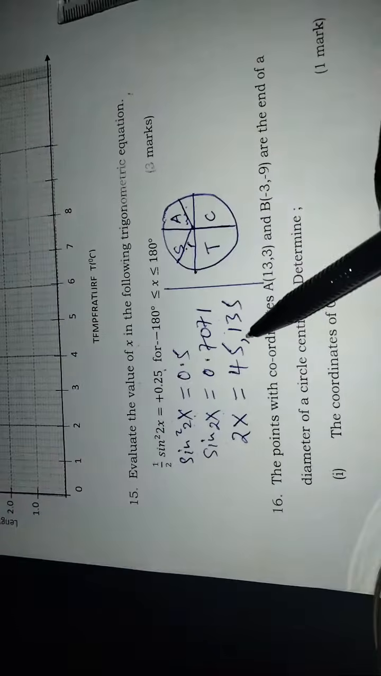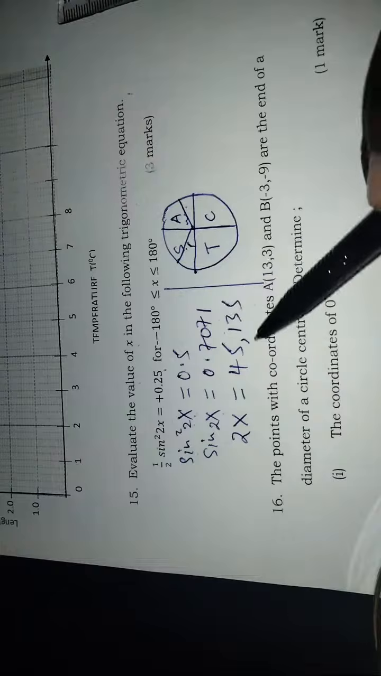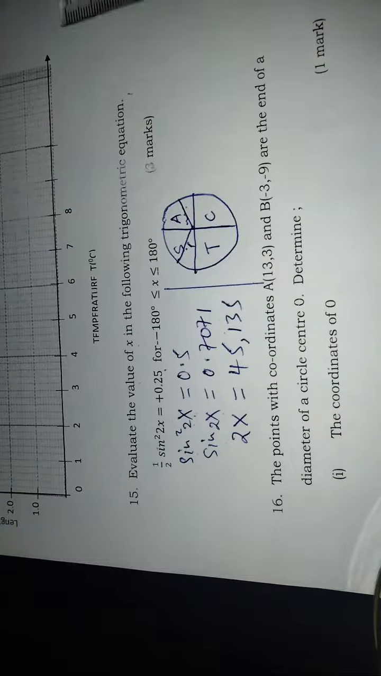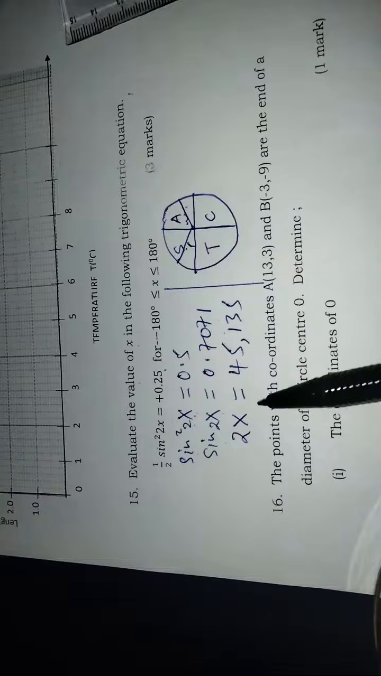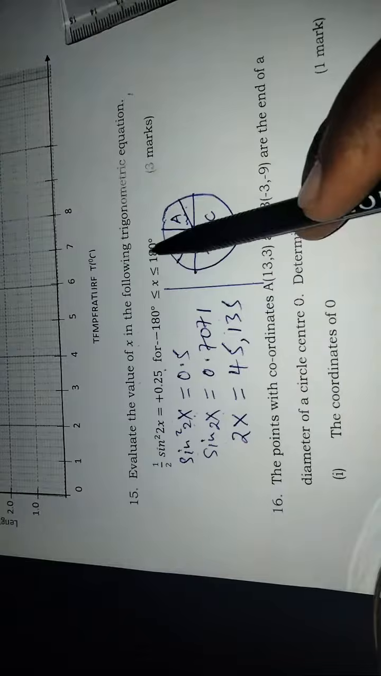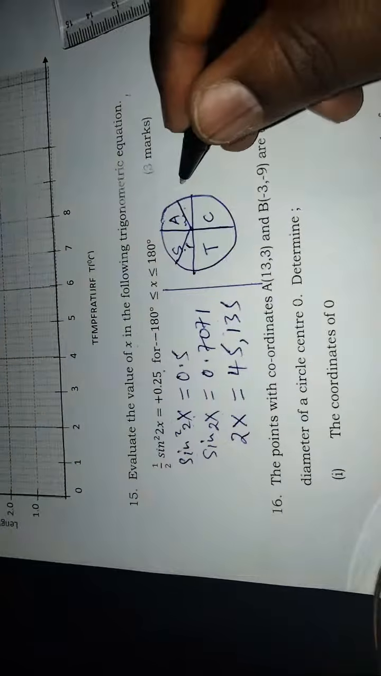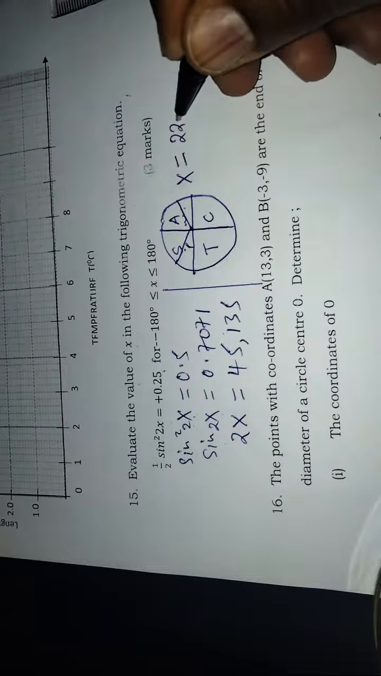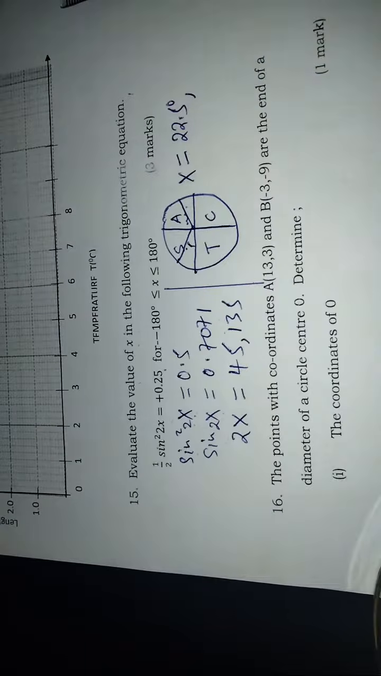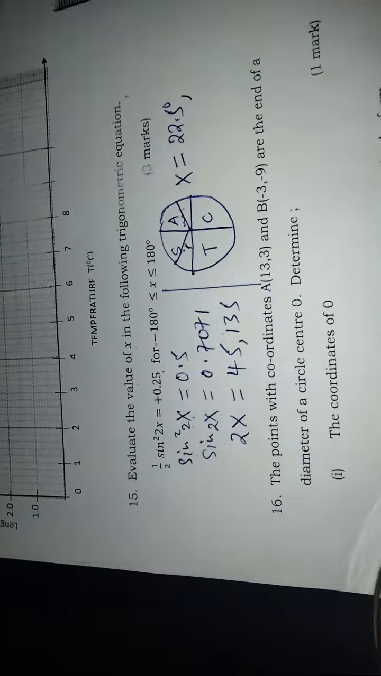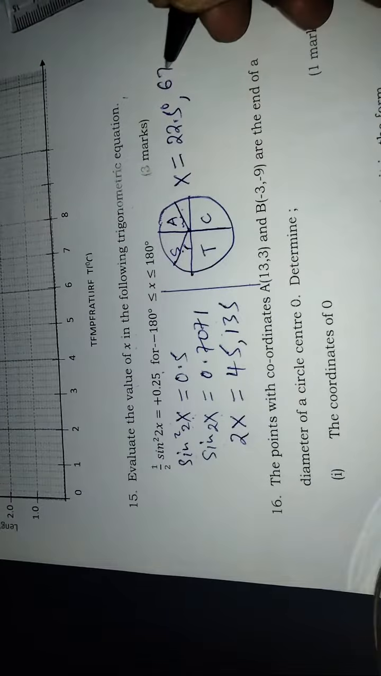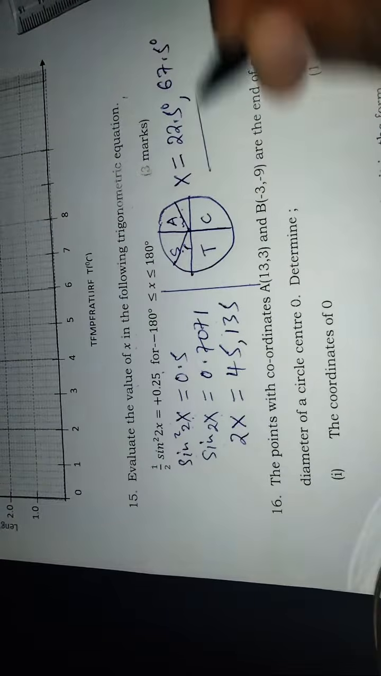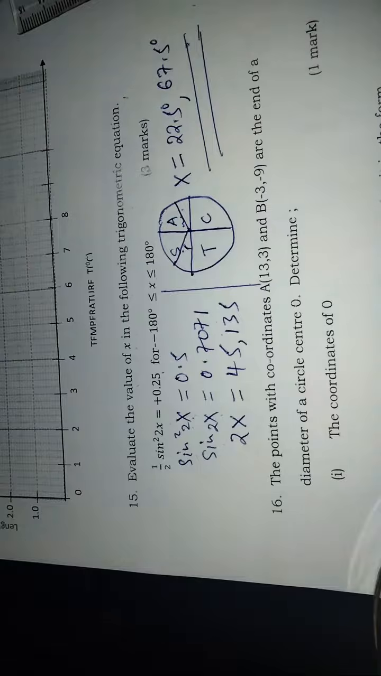Then in case we make a complete cycle, 45 in the next cycle becomes 405. That means when we start dividing by 2, that value will go beyond the given range. Therefore, the values of x can be given by 45 over 2, which is 22.5 degrees, and 135 over 2, which is 67.5 degrees. So these are the two angles.